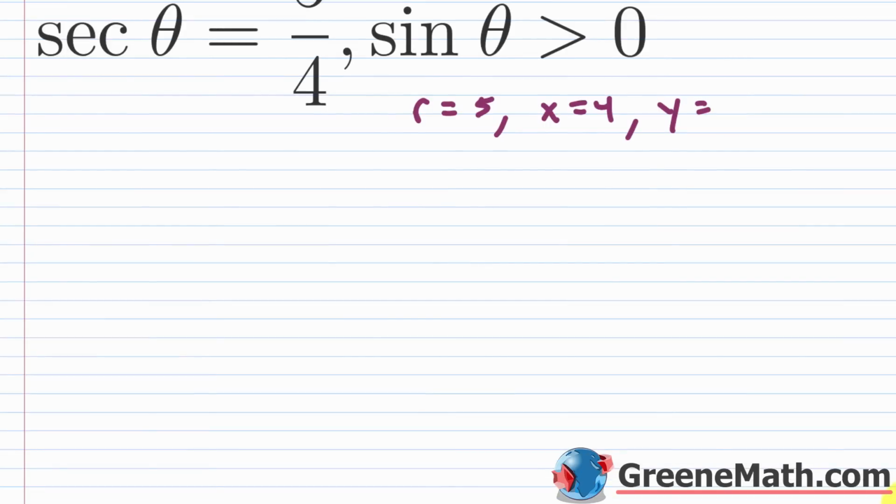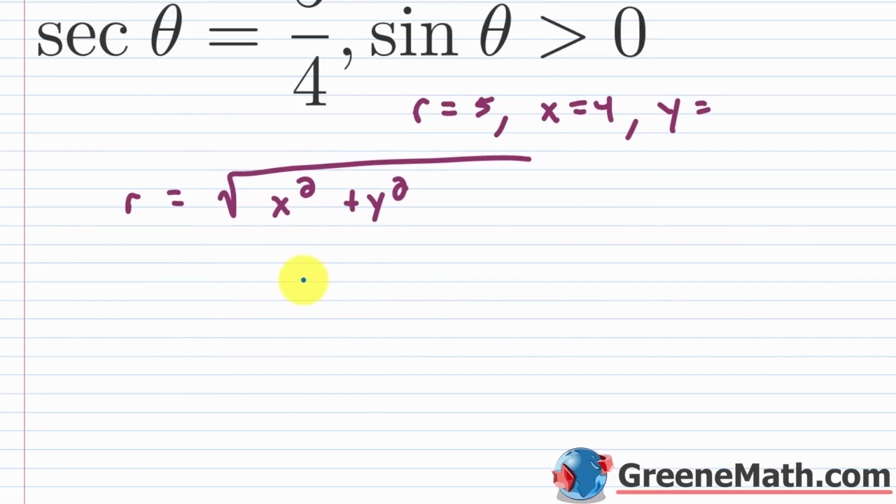So let's come down here, and let's say that r is equal to the square root of x squared plus y squared. And again, for r, we know that's 5. And then for x, we know that's 4. And so 4 squared would be 16. And so we just need to figure out what is y. And a lot of you can eyeball that and see that it's going to be 3 because you know that 3, 4, 5 is a Pythagorean triple. Okay, let's just go through it for the sake of completeness.